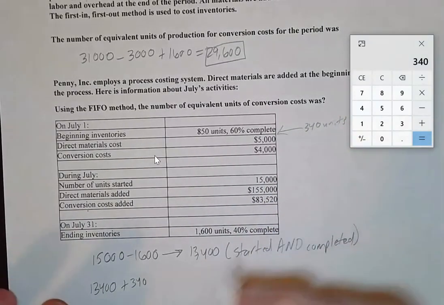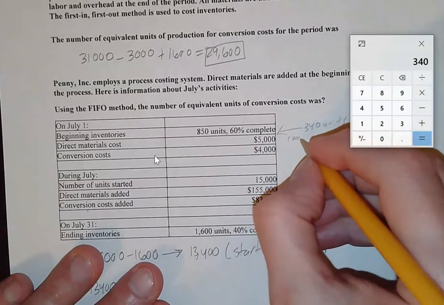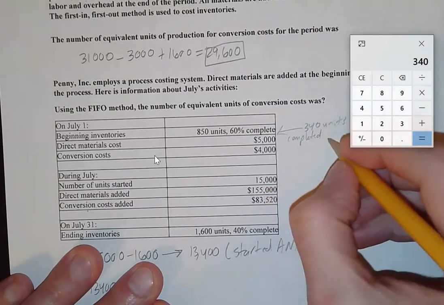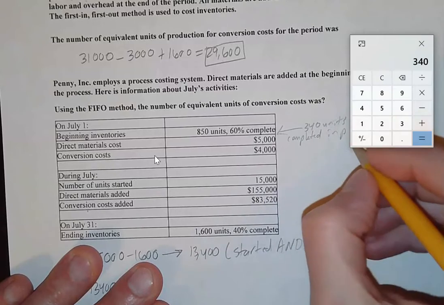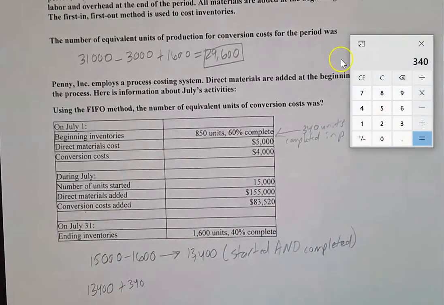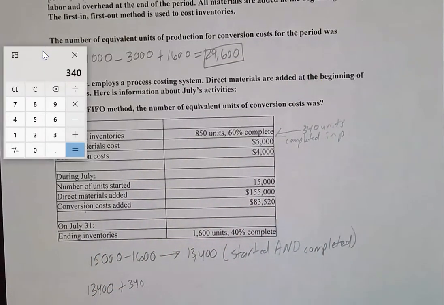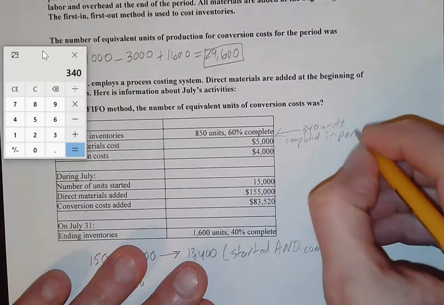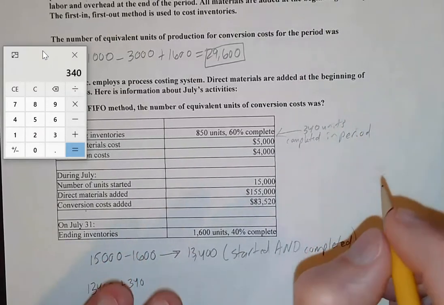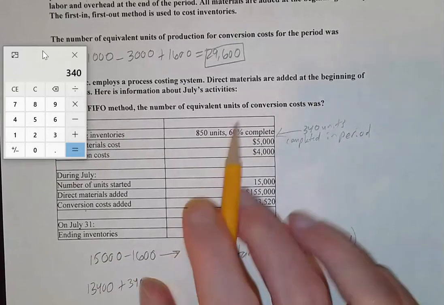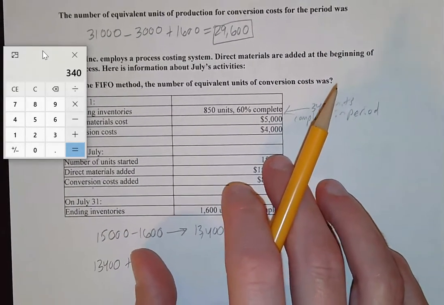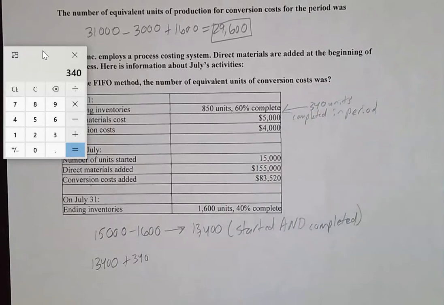340 units completed in period. Give me 1 second. Okay, and this is this 340 right here. All right.